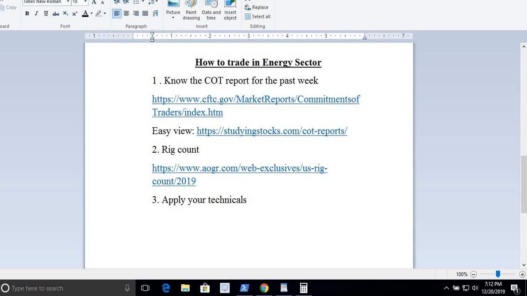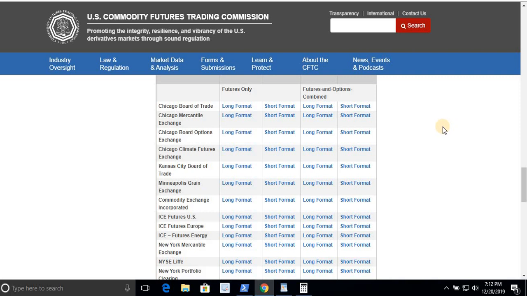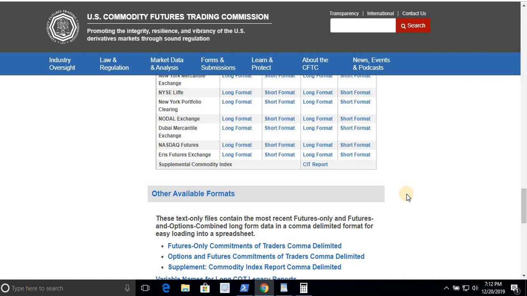So where can you get the COT report? The link is given here. This is the official website of the US government where they publish the COT data. When you scroll to the bottom, you can find all the various exchanges and the COT data updated there. You have to go through each and everything and come to a conclusion.